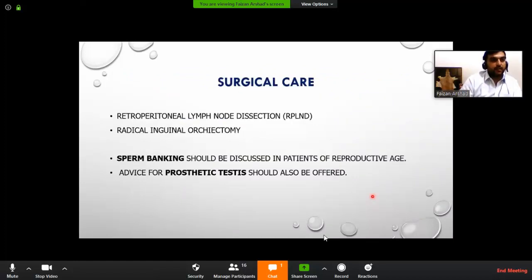The surgical care includes retroperitoneal lymph node dissection and radical inguinal orchiectomy, and, as the sir mentioned earlier, testicular sparing surgery as well. Sperm banking should be discussed with patients of reproductive age, and advice for prosthetic testes should also be offered.